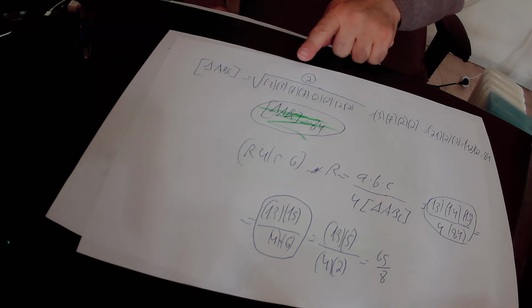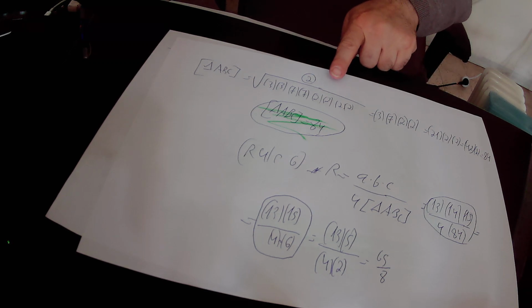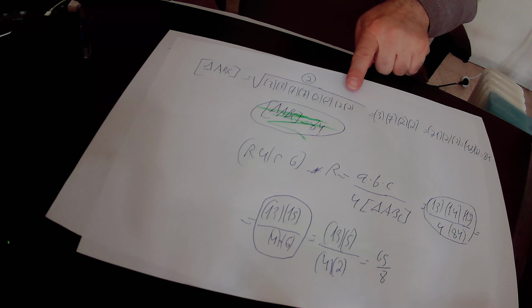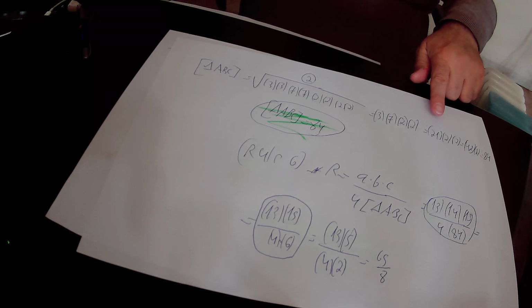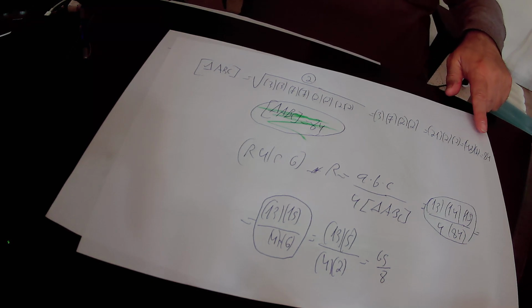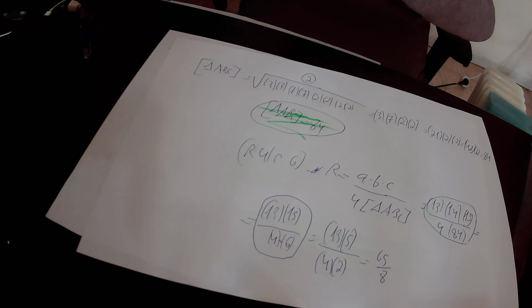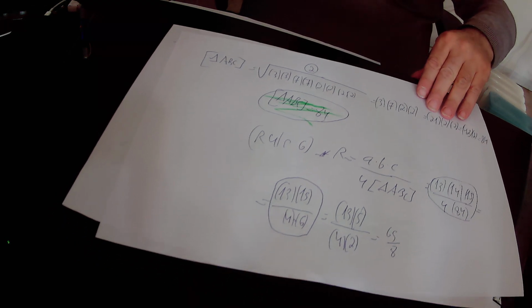The square root of 3 times 3 is 3, the square root of 7 times 7 is 7, the square root of 2 times 2 is 2, and again we have the square root of 2 times 2 is 2. 3 times 7 is 21, 21 times 2 times 2, 21 times 2 is 42, and 42 times 2 is 84. So finally we found out that the area of our triangle ABC is equal to 84 square units.